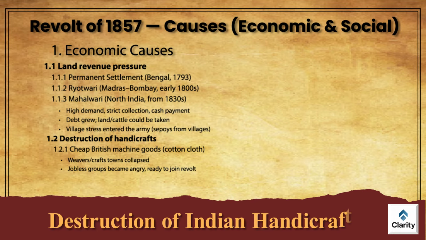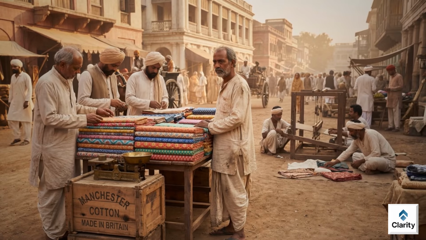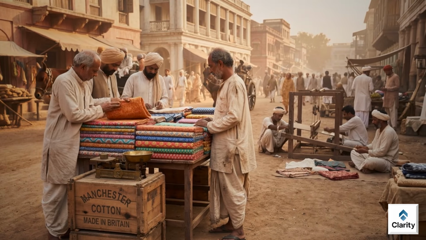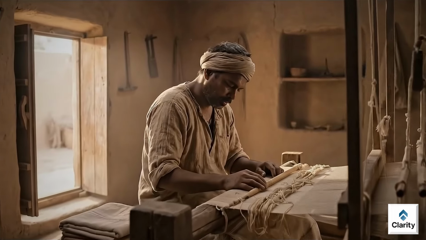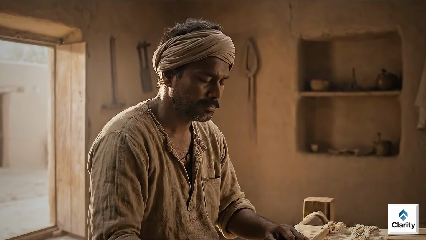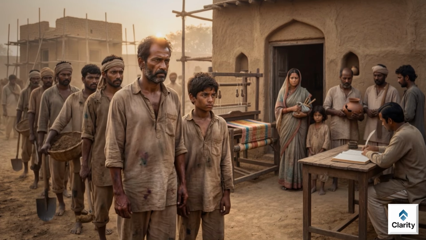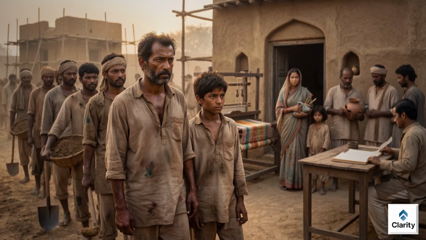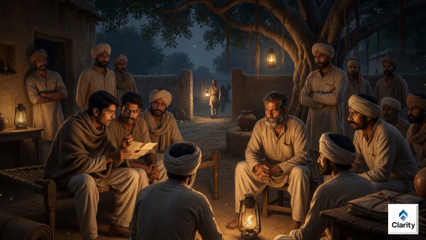The second economic cause was the destruction of Indian handicrafts. After British rule expanded, Indian markets were flooded with cheap machine-made goods from Britain, especially cotton cloth. Indian weavers and craftsmen could not match those prices. Their work collapsed, skilled families became jobless, many fell into daily wage work. So when rebellion started, these angry small town groups were ready to join.